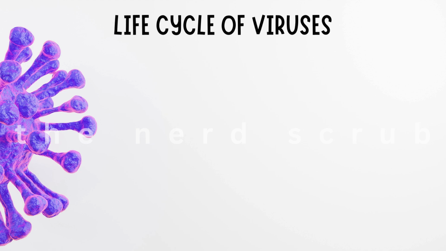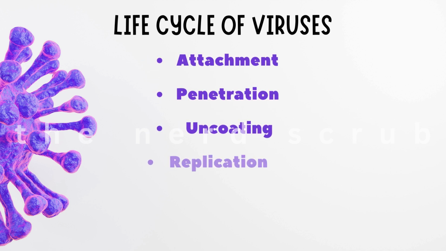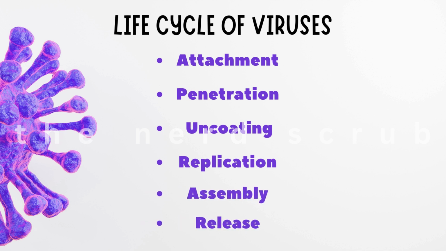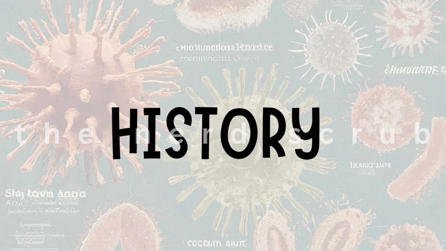So the viral life cycle includes several stages, that is attachment, penetration, uncoating, then replication, and then finally assembly and release. Each stage is crucial for viruses to successfully infect and replicate within the host cell. Now let's take a step back and look at the history of virology.